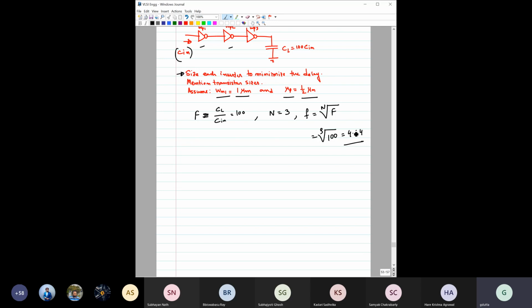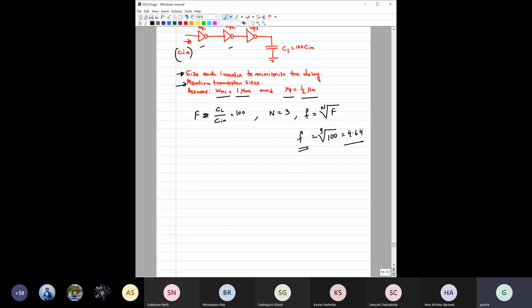We are not changing it to 4. We are keeping F exactly equal to this, because this is the scaling factor. We can change the width, though. We can make the width equal to 4.6 micrometer, or 4.64 micrometer if we want. That should not be an issue. So this is now the scaling factor that we know.